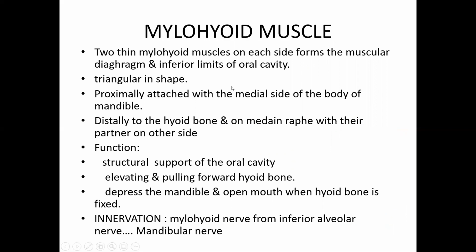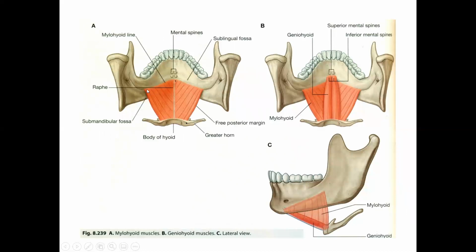Okay, the mylohyoid muscles are two thin, triangular shaped muscles that make the diaphragm and the inferior limits of the oral cavity. They are attached on the medial side of the mandible. The mylohyoid muscle is a thin, triangular shaped muscle, and it separates the oral cavity from the rest of the muscles of the neck region. It also bounds the inferior limits of the oral cavity. Beyond this, we don't have any oral cavity.